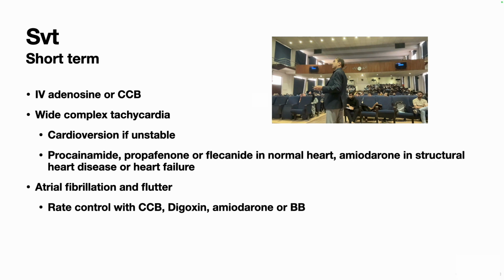Atrial fibrillation and flutter. Rate control with calcium channel blocker, digoxin, amiodarone, or beta blockers. What is meant by rate control? If the patient has faster ventricular response with atrial fibrillation, the heart rate is fast, you can slow it down. What's the advantage of slowing it down? What happens when you slow down the heart?